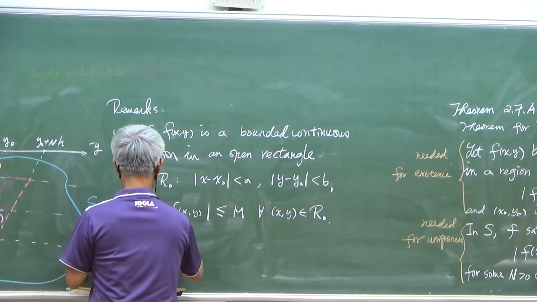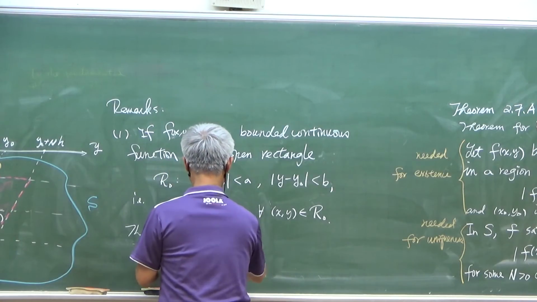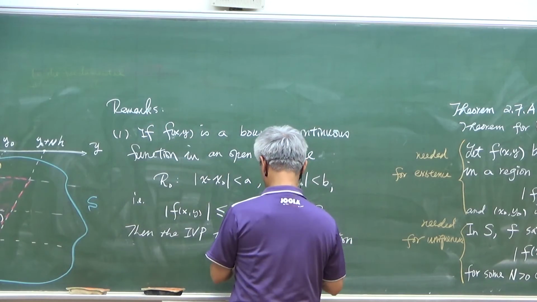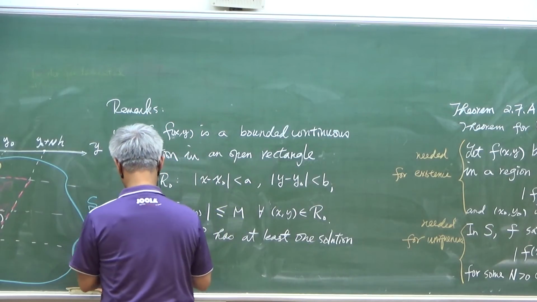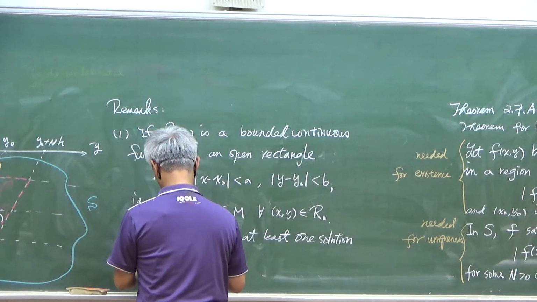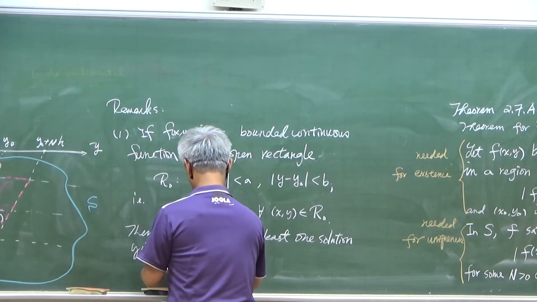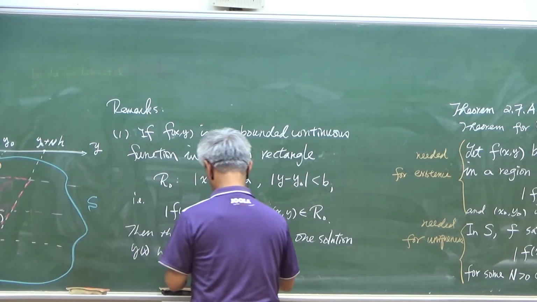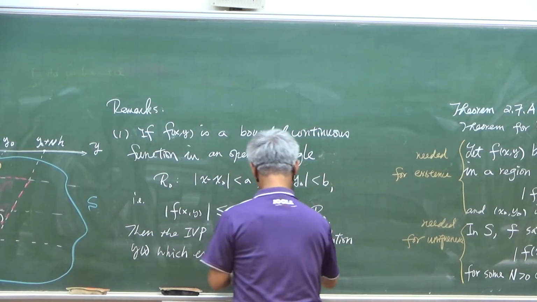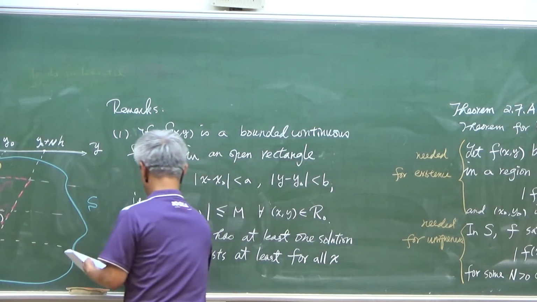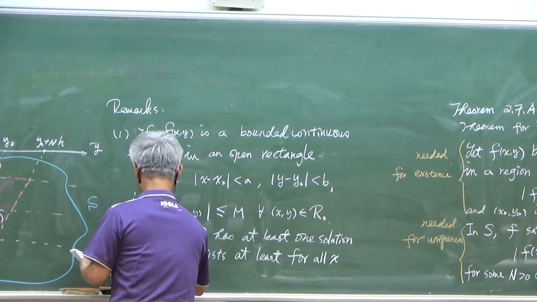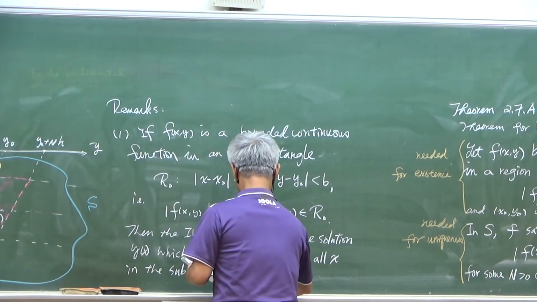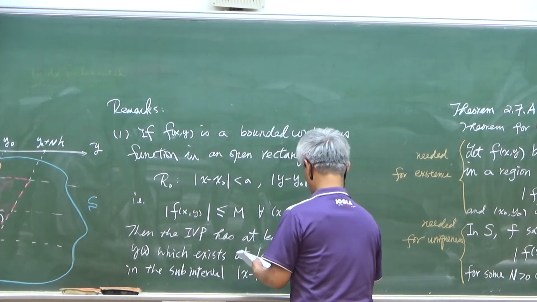Then the IVP has one solution, y of x, which exists at least for all x in the subinterval.